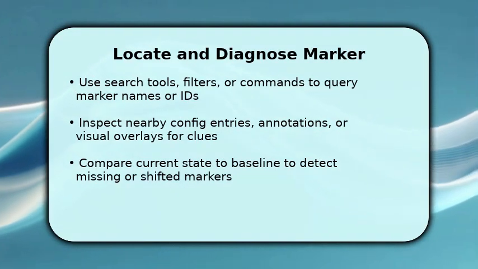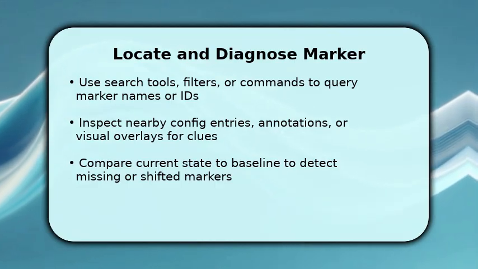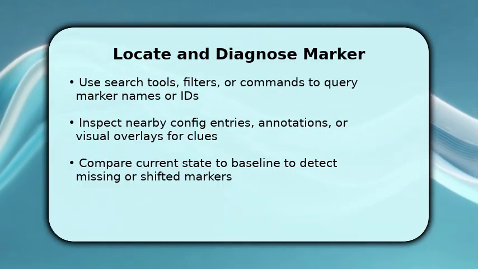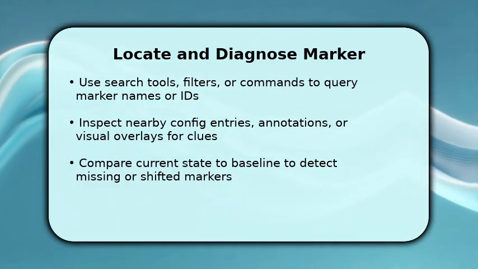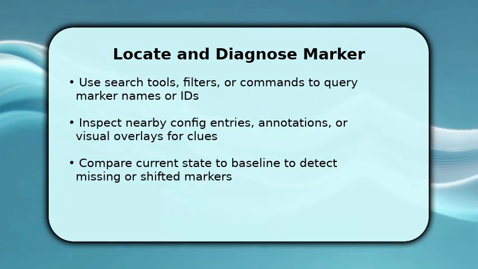You now perform the actual search. Run targeted queries, use filters, or execute commands that list potential marker names, ID, or timestamps. As you find candidates, inspect adjacent configuration entries, annotations, or UI overlays. These often reveal why a marker moved or failed to render.